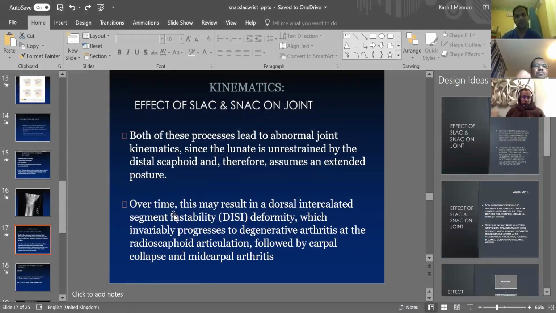I think regarding kinematics and carpal instability, I have made another talk which is a little bit more detailed. I think we can do this next time.